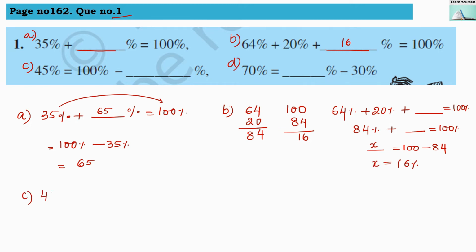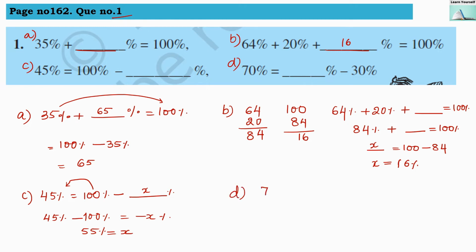Now C, 45% plus some percentage equals 100%. Here we are guessing this quantity as x. We are changing the side for 100, so it is 45 minus 100 equals minus x percentage. So 45 minus 100 we will get minus 55, and both sides will be minus, so it is going to be positive. So x equals 55%. So the answer here will be 55%.